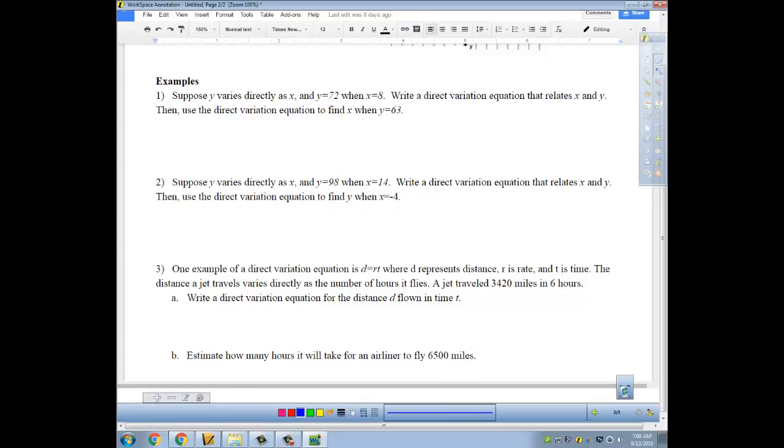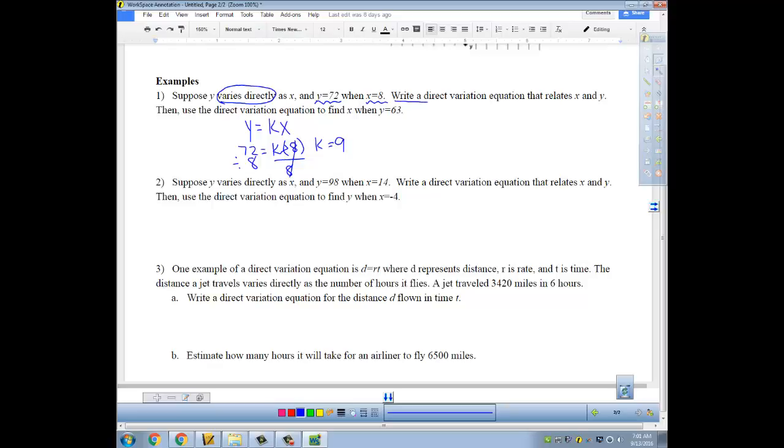So it says y varies directly as x. That word varies directly tells us it's a direct variation equation. So I know it needs to look like y equals some number times x. So what I'm going to do is plug in these numbers, y equals 72 and x equals 8, and figure out what is k. So I'm going to plug in 72. I don't know k yet. I know x is 8. So I'm going to divide both sides by 8 to get k by itself. And we get k equals 9.